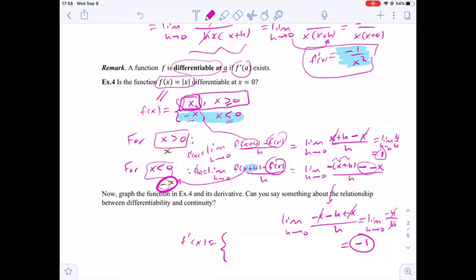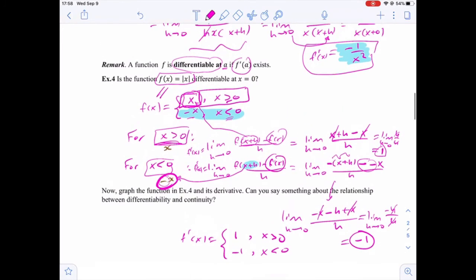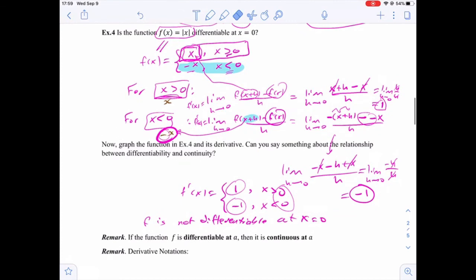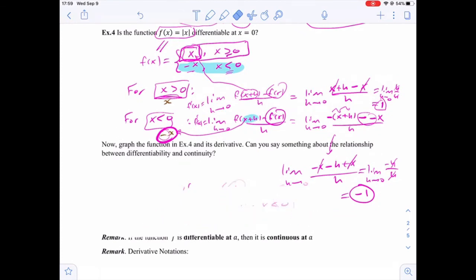So f prime is either 1 for x greater than 0, or negative 1 for x less than 0. And around 0, it's not differentiable because it gave us two different values. So f is not differentiable at x equals 0. Okay. Now, I'm going to erase this part here.